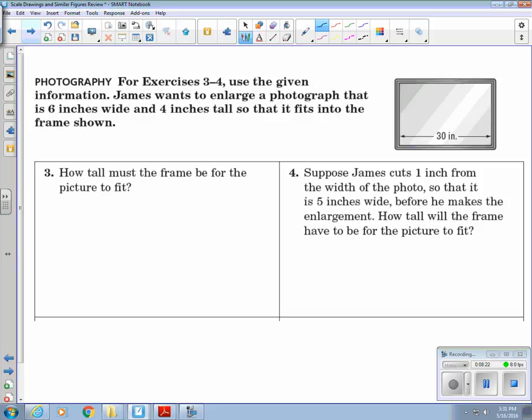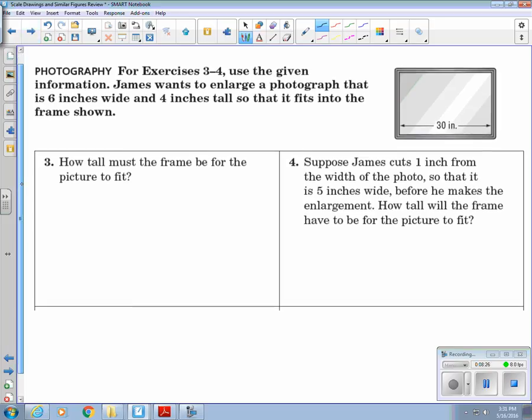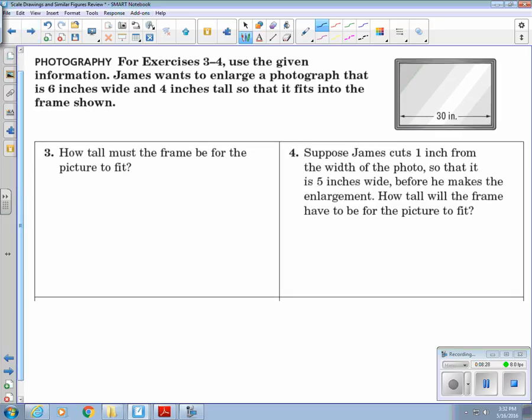All right, let's do one more of these examples. So in photography, for exercises 3 and 4, use the given information. James wants to enlarge a photo that is 6 inches wide and 4 inches tall so that it fits into the frame shown. So here's our frame. This is the actual.